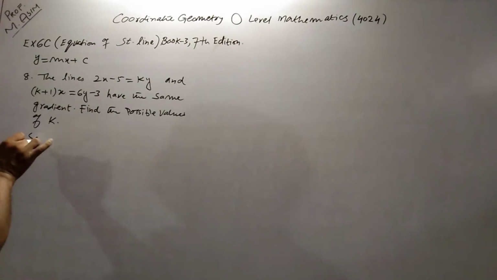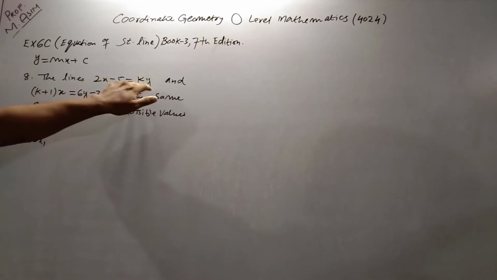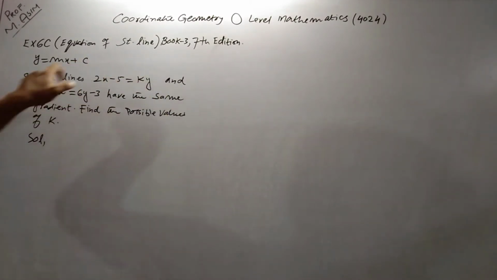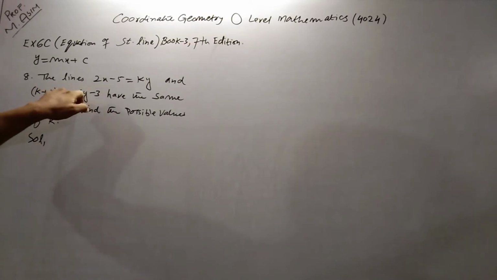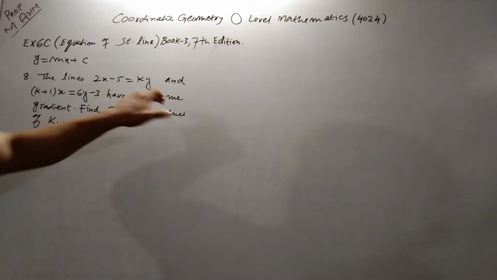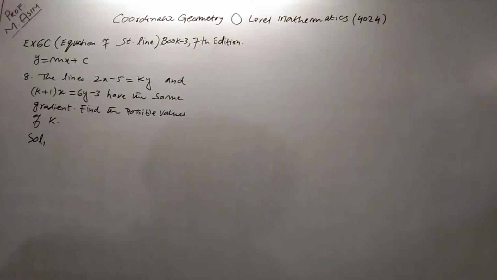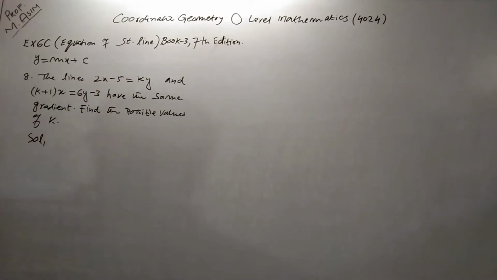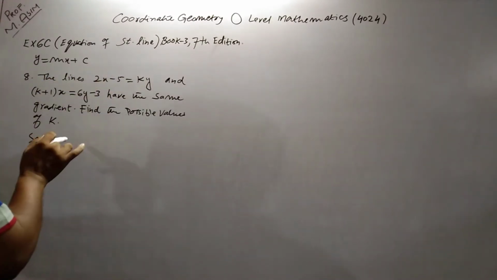Now the solution is: the lines 2x minus 5y is equal to ky, this is the equation of a straight line, and (k plus 1) into x is equal to 6y minus 3, this is another equation of a straight line, have the same gradient. If the gradient of both the lines is the same, then what are the possible values of k? Very easy.